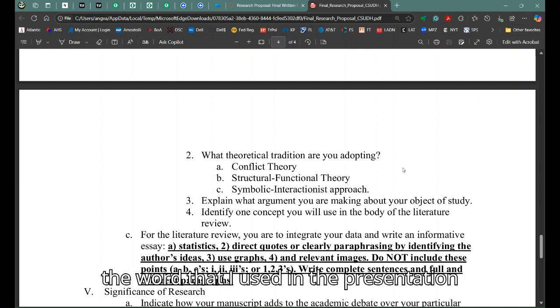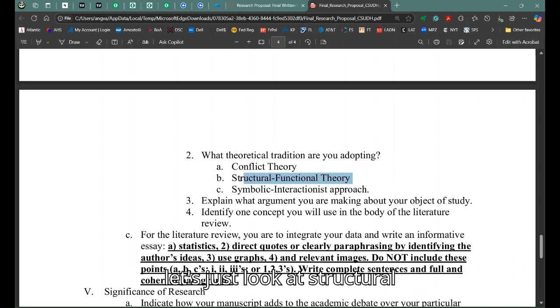And the word that I used in the presentation video is operationalize. And operationalize is just a way to explain how you plan to use it in your own writing. All right. So just to give you an example, let's just look at structural functionalism. One concept from structural functionalism that Durkheim uses is social solidarity.